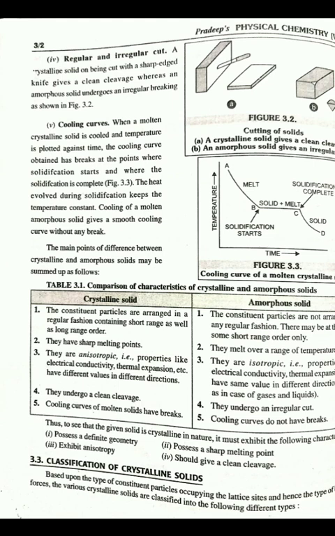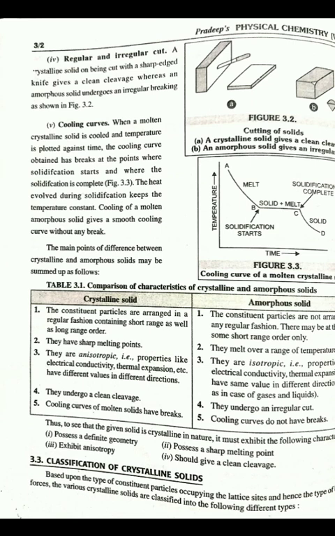First, crystalline solids: the constituent particles are arranged in a regular fashion containing short range as well as long range order. Amorphous solids: the constituent particles are not arranged in any regular fashion, they may have at the most some short range order only. Second, crystalline solids: they have sharp melting points. Amorphous solids: they melt over a range of temperature. Third, crystalline solids: they are anisotropic, that is, properties like electrical conductivity, thermal expansion, etc. have different values in different directions. Amorphous solids: they are isotropic, that is, properties like electrical conductivity, thermal expansion, etc. have the same value in different directions, just as in case of gases and liquids.